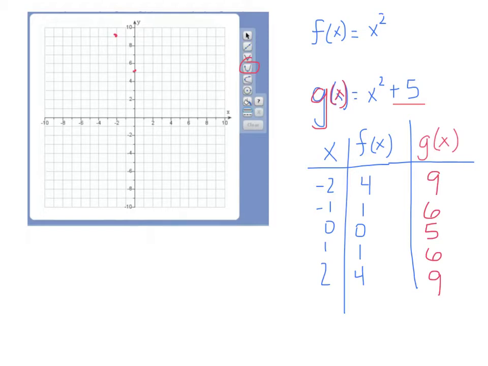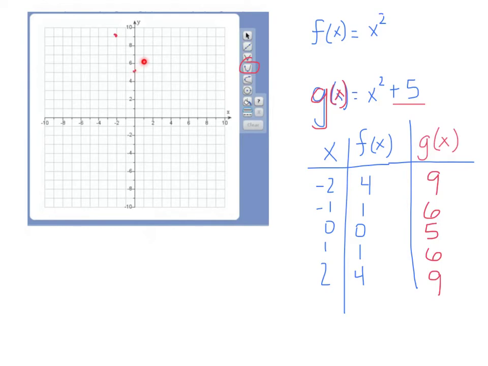But you can select any of these points over here. The negative 2, 9, the negative 1, 6. Your vertex there is at 0, 5. You also have the 1, 6 or the 2, 9. Any of those other points will do. So hopefully that helps.